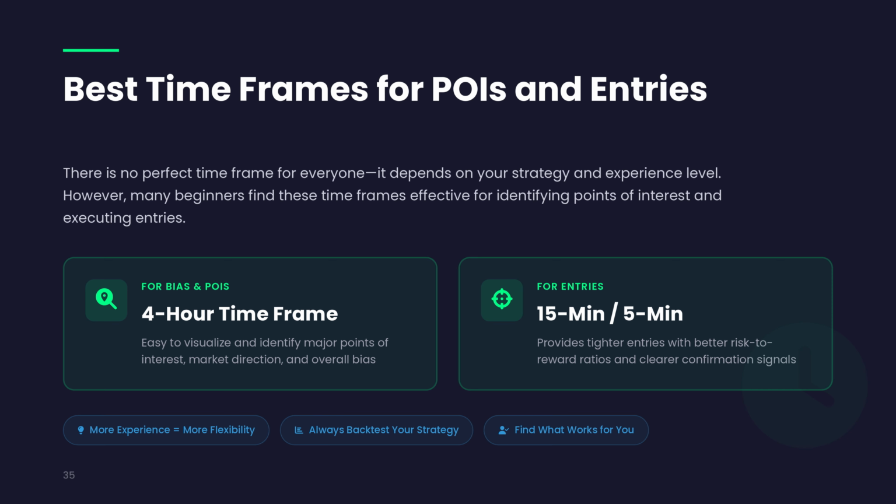Some traders are absolutely brilliant at reading price action on lower time frames, the 5-minute, the 1-minute. They can spot patterns quickly, make rapid decisions, and execute with precision. Other traders find lower time frames chaotic and overwhelming. They need the clarity that higher time frames provide.